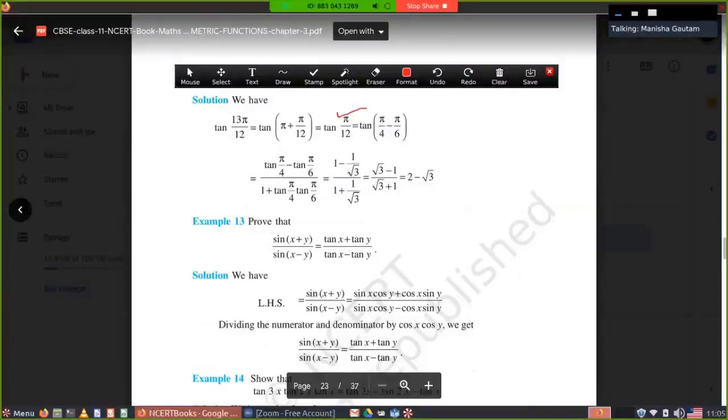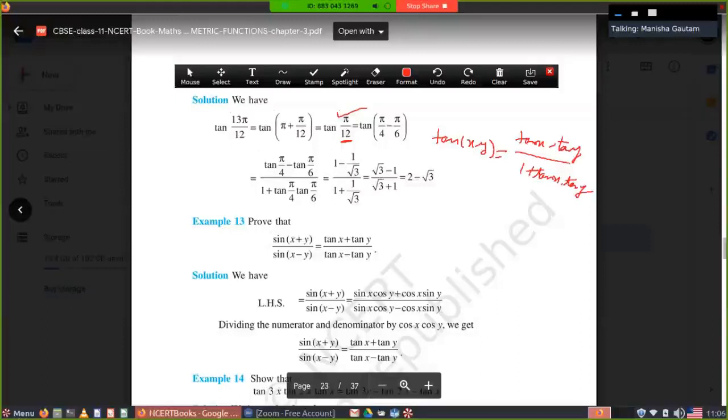Now again you don't know the value of tangent of pi by 12. So split this pi by 12 into two acute angles whose values you know very well, that is pi by 4 and pi by 6. You can write this as tangent of (pi by 4 minus pi by 6). So the tangent(x minus y) formula you can apply here: (tangent x minus tangent y) upon (1 plus tangent x into tangent y). Here x and y are pi by 4 and pi by 6.